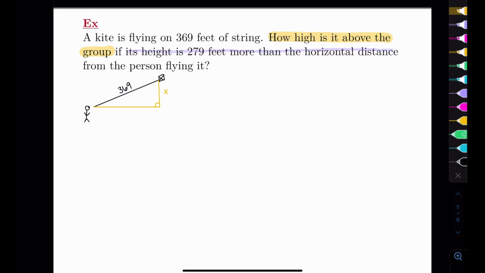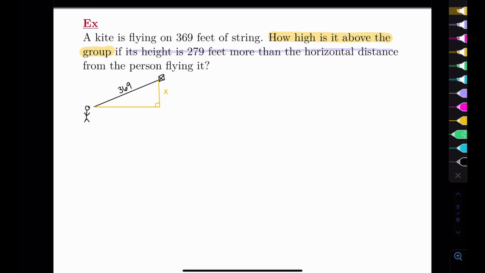So what tends to happen, just based on that, is I would call this x and say this has to equal x plus 279, because the height is 279 more than the horizontal distance. The problem is then when I go to set up an equation involving this, I'm going to get x equals something. But this is the side length that I'm looking for, which is why I want to avoid putting it this way. Again, you'll get the same answer, but you'd have to remember that there's an extra step at the end.